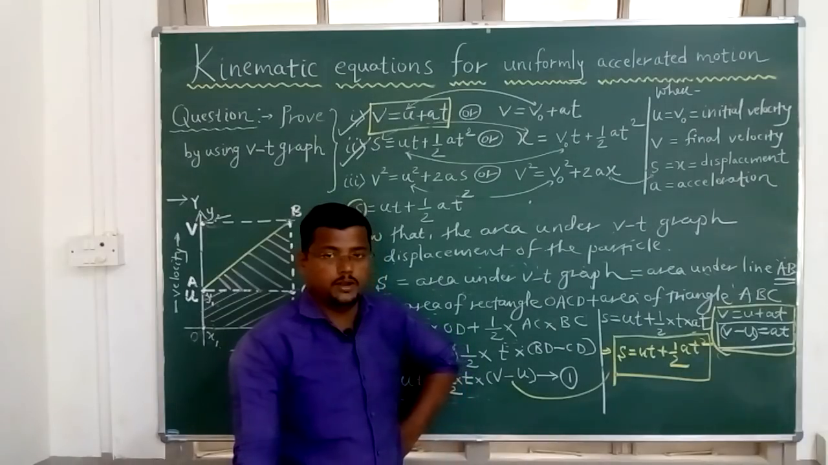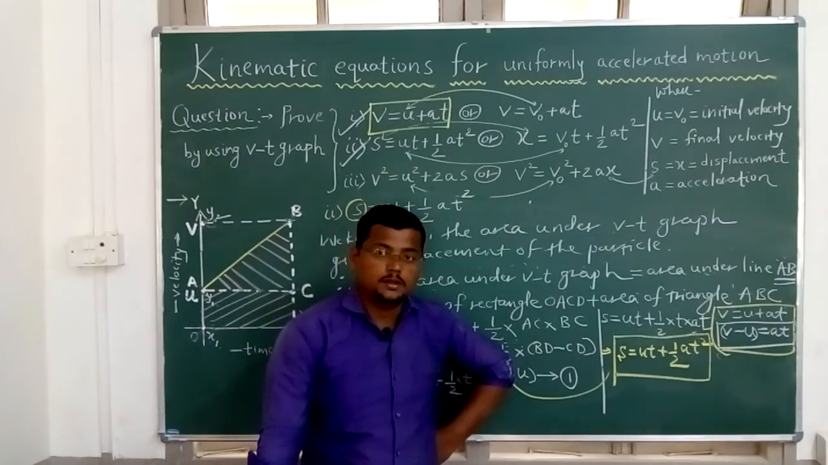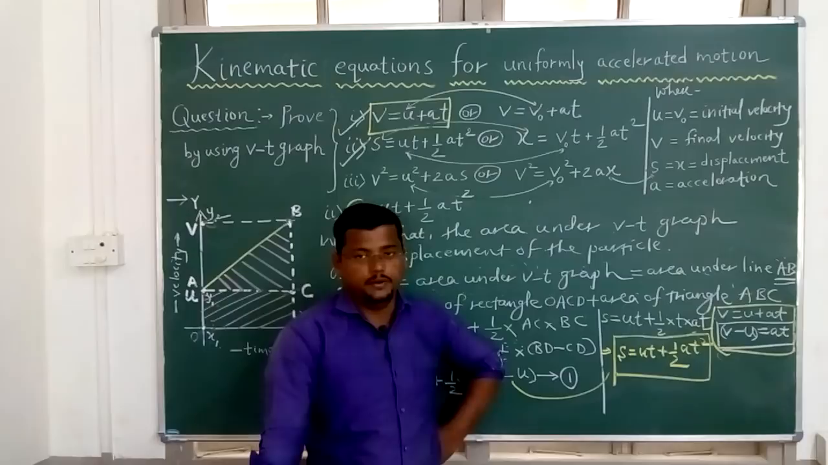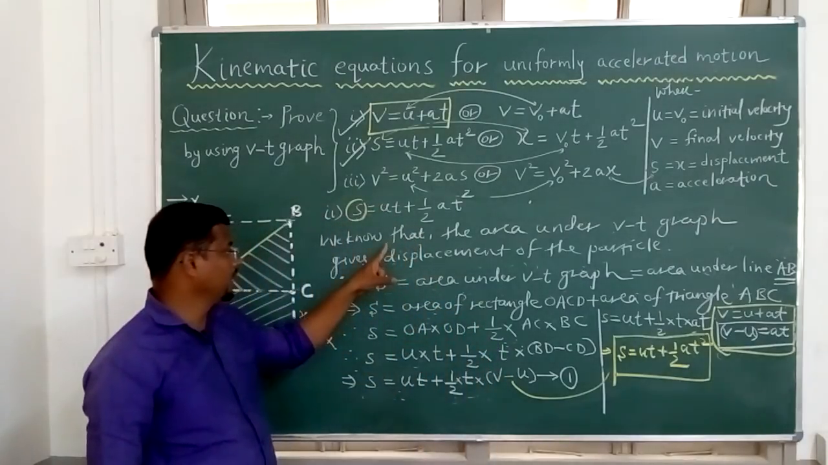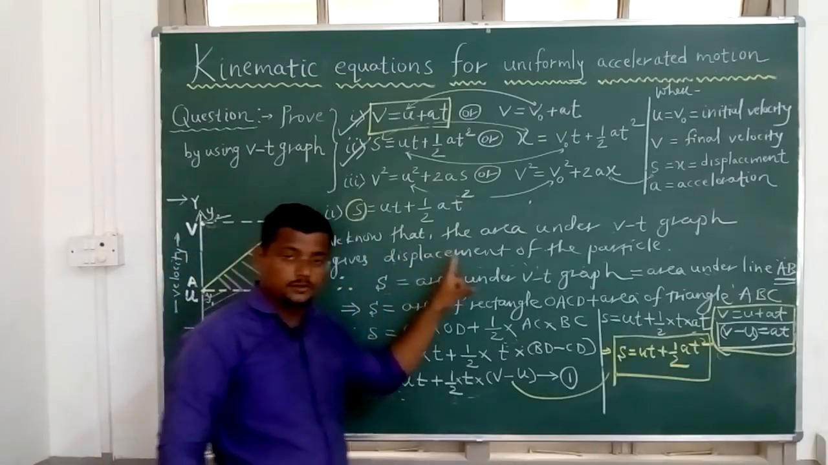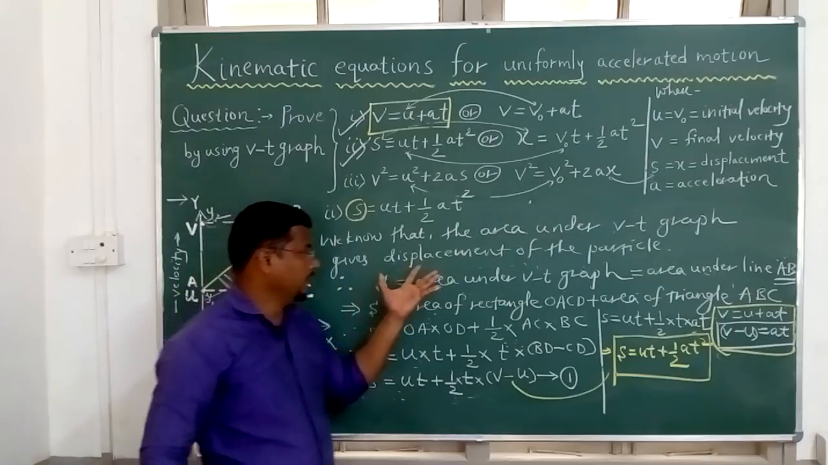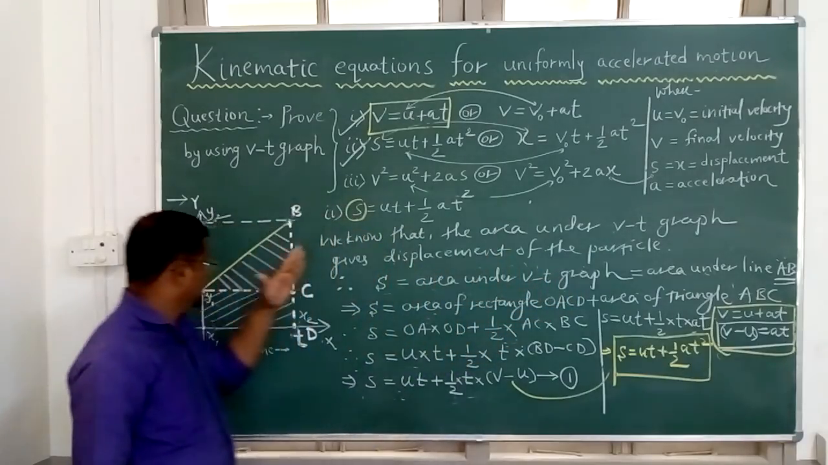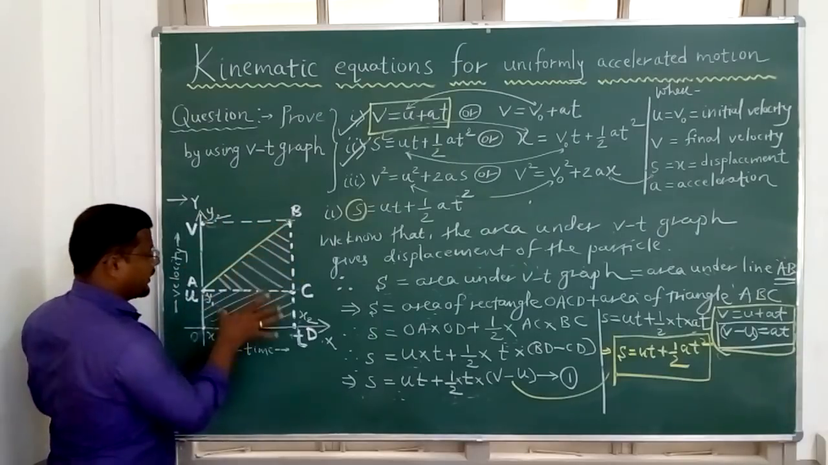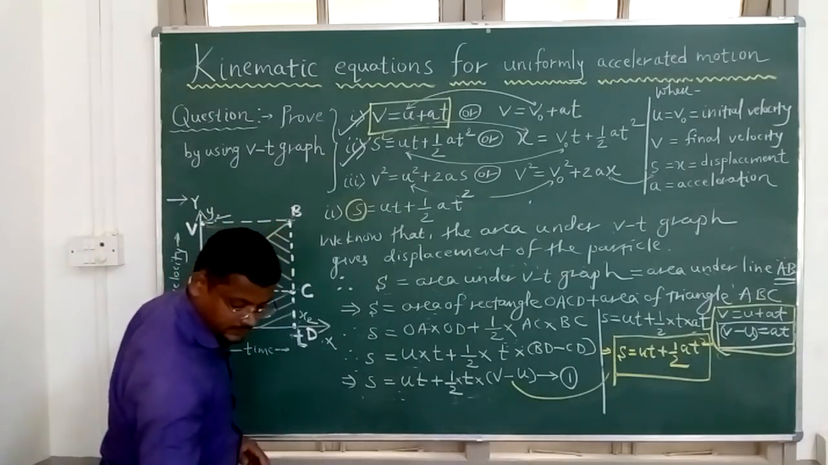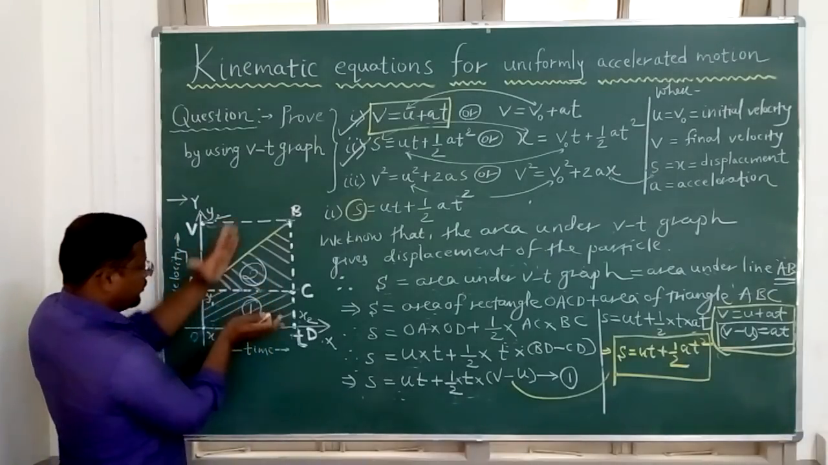Okay, what you have done while proving this S equal to UT plus half A T square, I have found the area under VT graph. Why area under VT graph? Because we know, writing this line carries 1 mark, we know that area under VT graph gives displacement. So this displacement is equal to area under VT graph. Area under this line means we have got one rectangle and one triangle. See here. Area of rectangle plus area of triangle gives me total area.